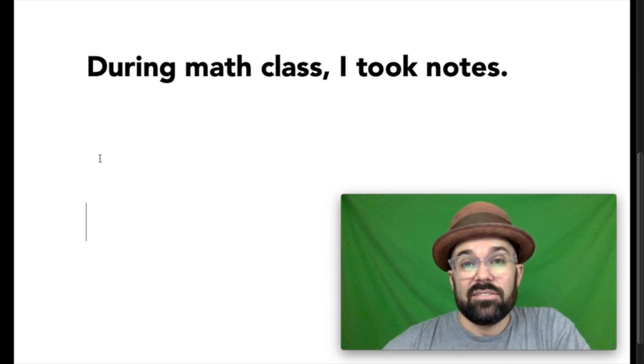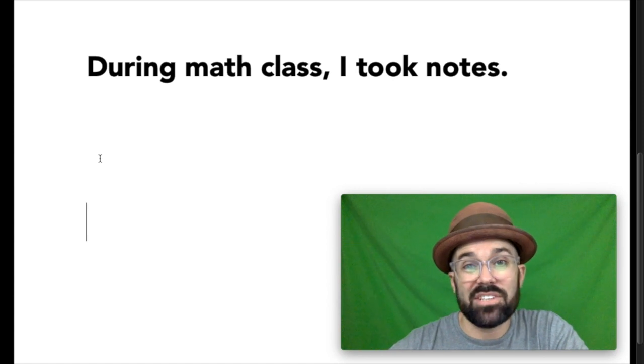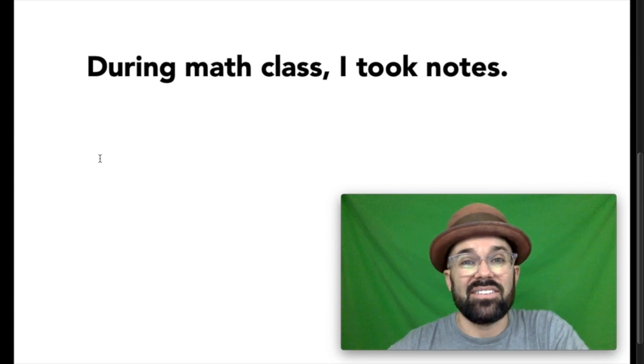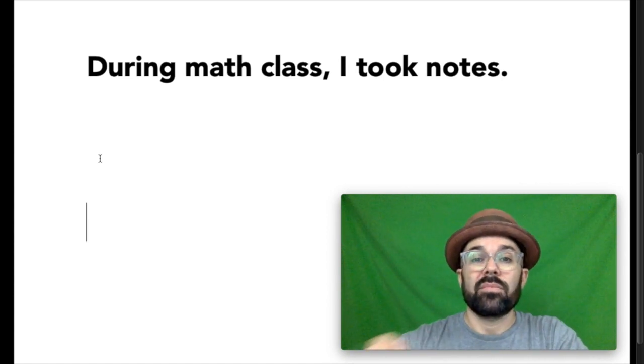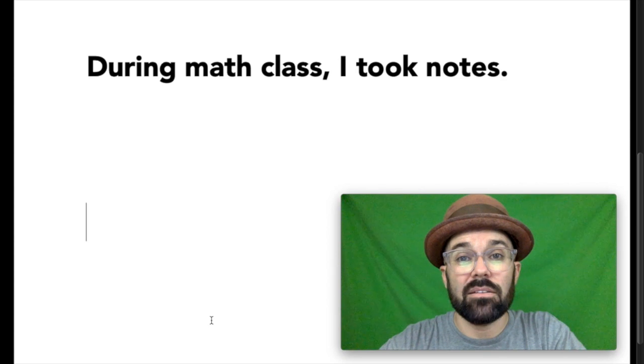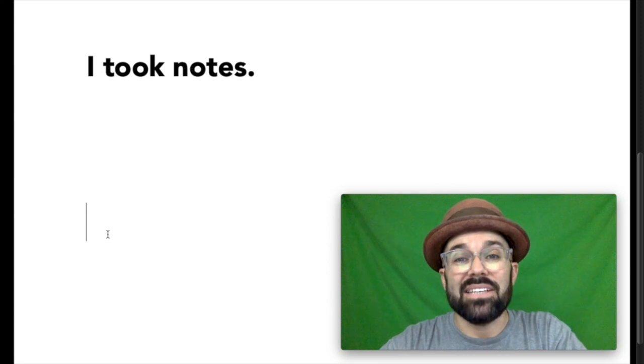During math class, I took notes. Once again, there's just one prepositional phrase in this sentence, but this time it comes at the beginning of the sentence. A prepositional phrase can actually fit in many different places in a sentence. In this sentence, during math class is our prepositional phrase, a prepositional phrase that talks about time, when something happens. I is the subject of the sentence, and took is the verb. If we were to, once again, eliminate the prepositional phrase, what we have left over is still a complete sentence.